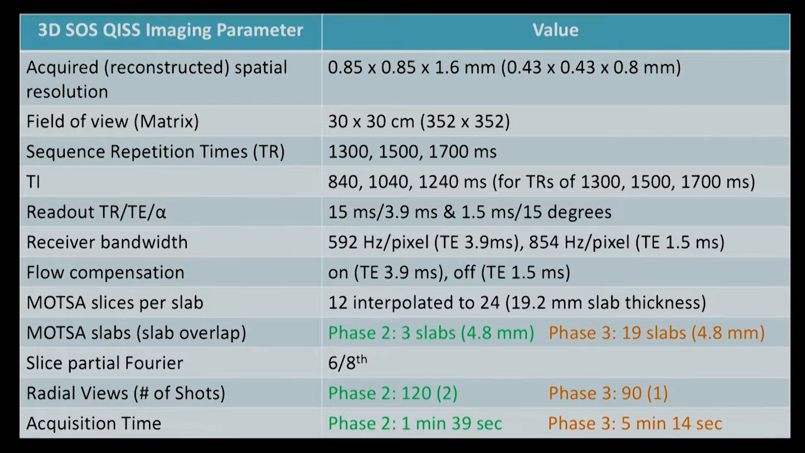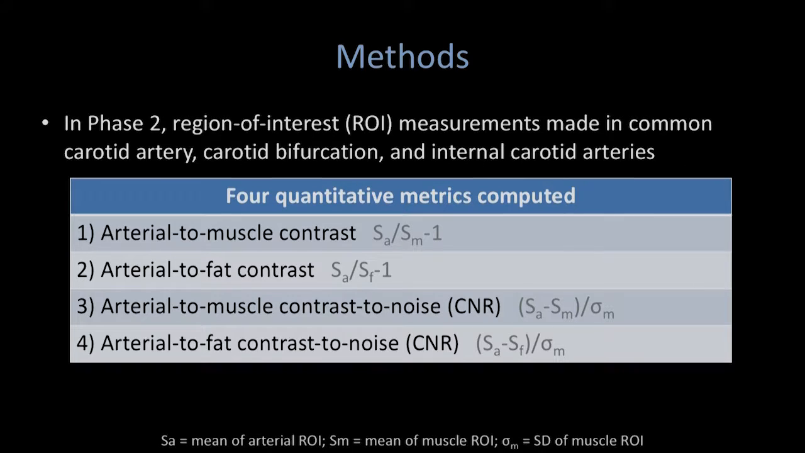These are the imaging parameters, somewhat of a busy slide, but I think it's just important to note the resolution that was achieved. It's much higher than we can get with 2D QISS, for instance. We used a multiple overlapping thin slab approach to image the vessel, similar to how 3D time of flight is performed. In phase 2, we calculated some parameters to help us optimize our imaging protocols, and these 4 quantitative metrics are shown on the slide.